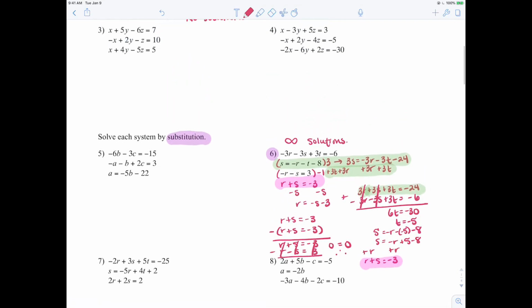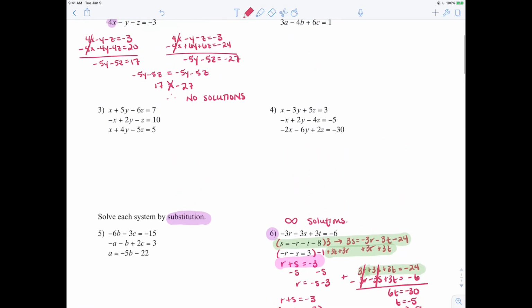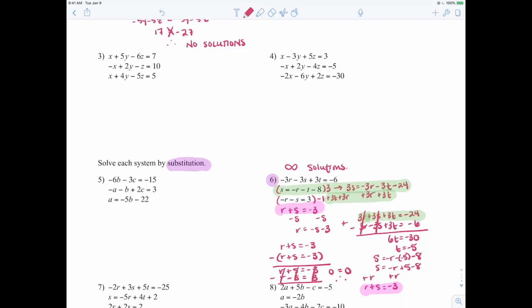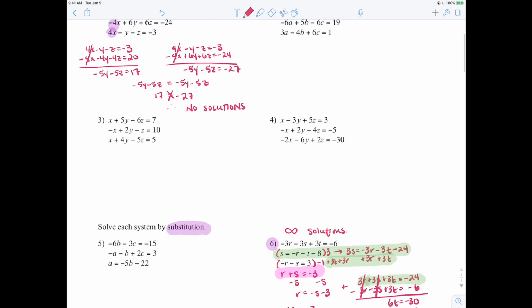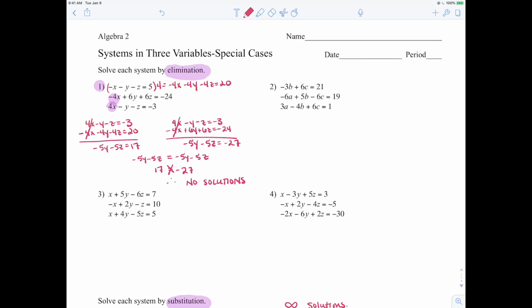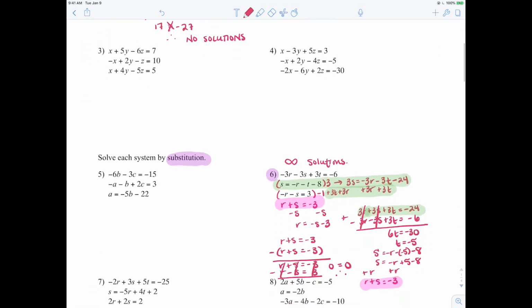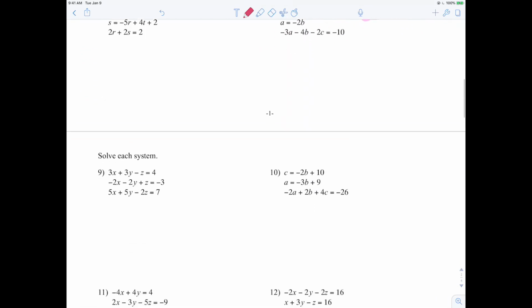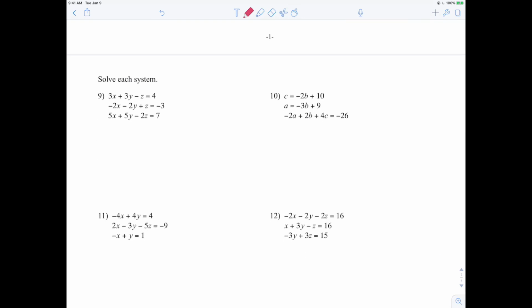So you do the rest of the practice problem solving by substitution. Make sure there's substitution in there even if you use elimination, and then elimination in these parts. But then down in the rest of the practice, you can use whatever method you want.